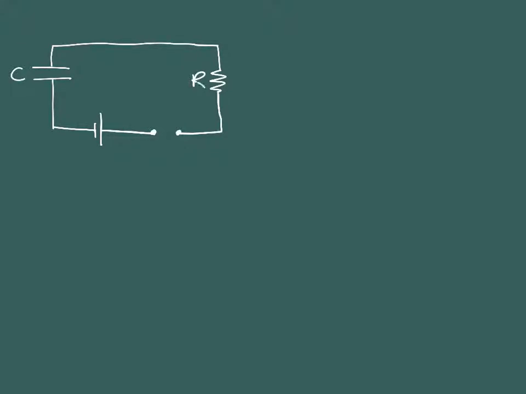That'll change. All right, so let's say that we have a capacitor hooked to a battery, and here's a switch. All right. So capacitance, resistance, voltage. So this is an RC circuit, what we call a resistive capacitive circuit. All right, so RC circuit.